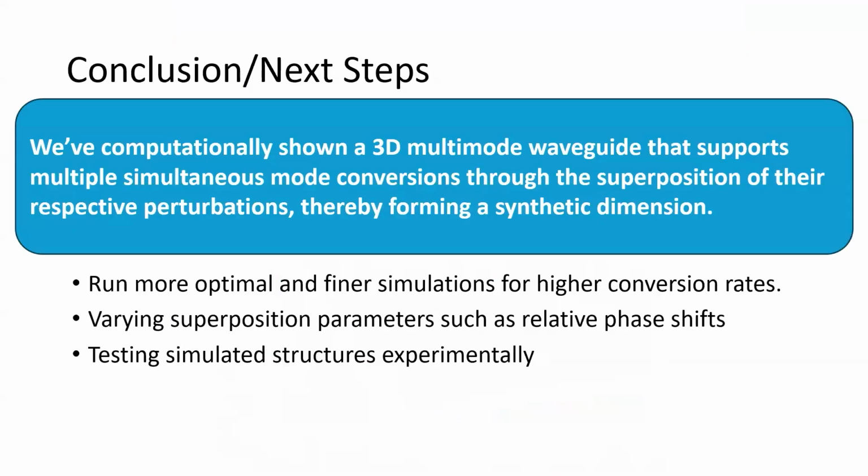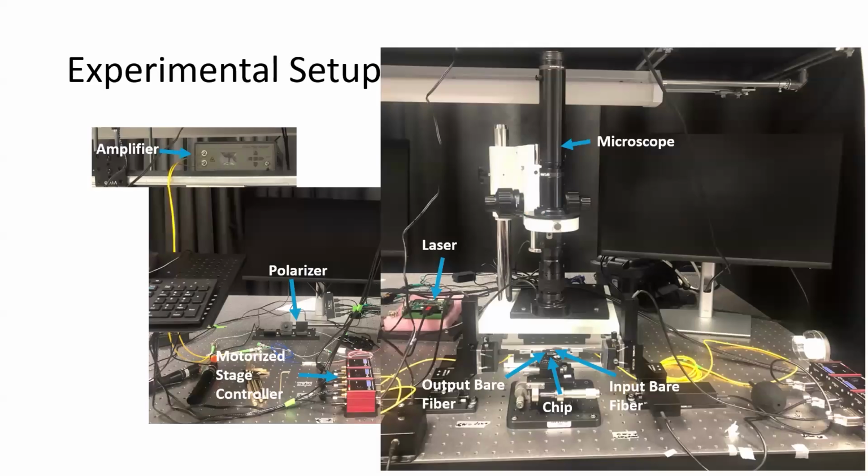Because of that, by having all these modes together, we can see that we have successfully shown computationally a 3D multimode waveguide that supports multiple simultaneous mode conversions through our superpositioning. And therefore, we have actually formed a synthetic dimension within these simulations. There are a lot of future steps with this project, but what I want to point out specifically is testing these actual structures experimentally on devices. I also briefly mention my other project this summer, which is assembling a setup to measure the transmission of light throughout the devices.